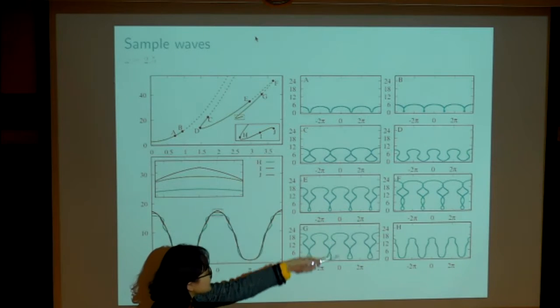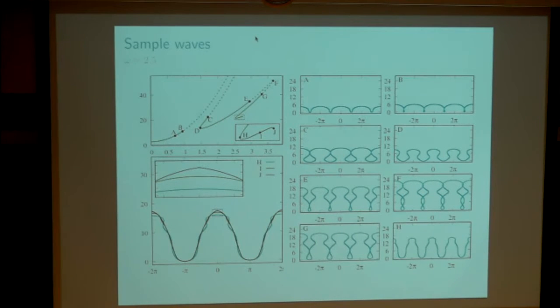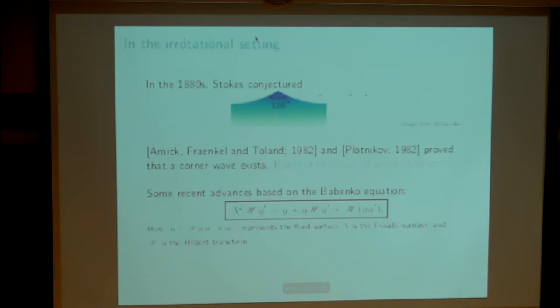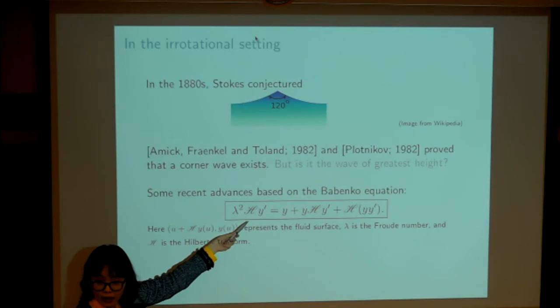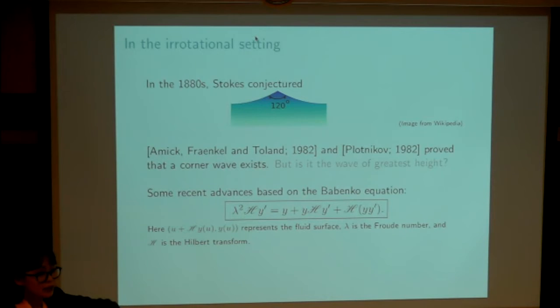Yes, so these panels, they show each wave as the Stokes wave. So this curve is the free boundary. These blue curves are free boundaries. It's not the graph anymore. And here, I should have said, we're using a Babenko type equation. And so if we solve this equation for y, and once we get a solution, then we can reconstruct the parametric curve of the free surface using this parametric equation.